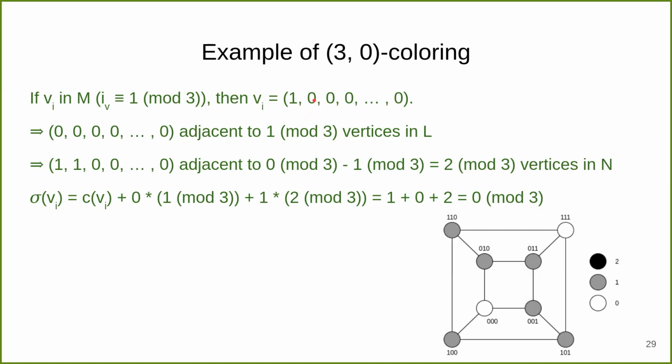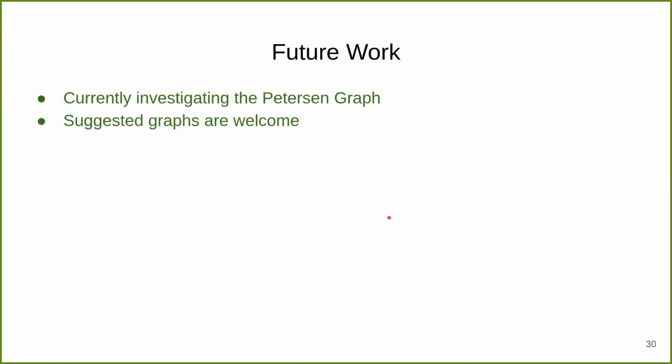Likewise, if we change a 0 to a 1, then that is a vertex in N. So for all the zeros in the n-tuple, that is a position that is adjacent to a vertex in N. So we can say then that there are 2 mod 3 vertices in N that are adjacent to VI. And if we look at the coloring sum of VI, that is just the coloring of VI plus this term, which goes to 0, plus the number of vertices in N times the coloring, which will give us 0 mod 3.